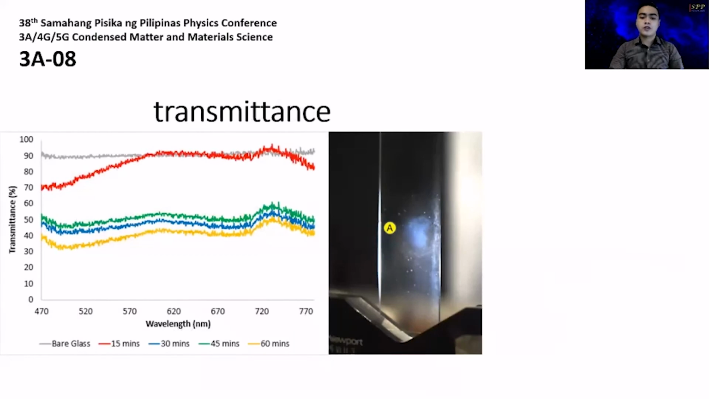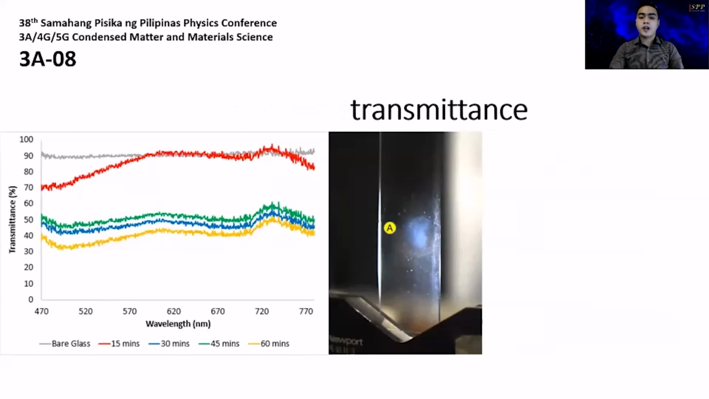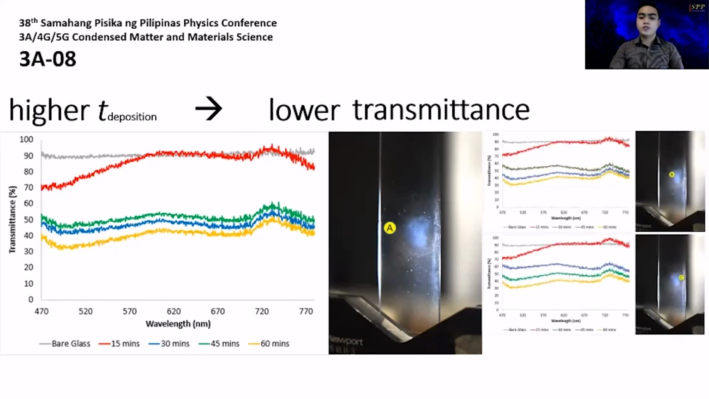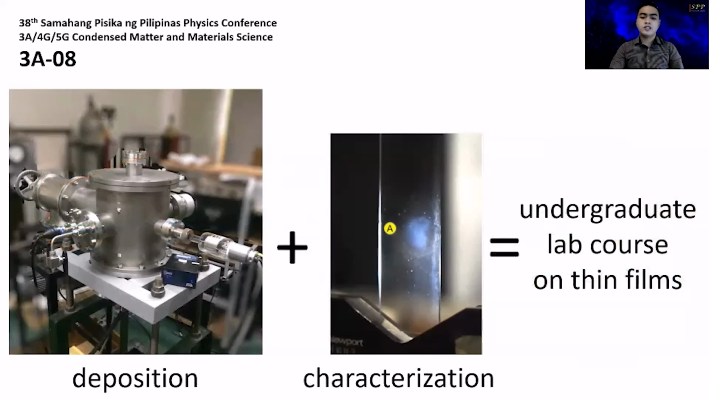Comparing the transmittance spectra of the 4 grown films, a trend can be observed. An increased deposition time generally means a decrease in transmittance, implying that more aluminum atoms were able to evaporate and deposit onto the substrate. This was the case for all points tested on the films, whether at the center, the left, or the right. These results suggest that the simplicity of the deposition setup and the characterization used in this study makes the experiment viable for integration in an undergraduate laboratory course as a stepping stone in thin film research.